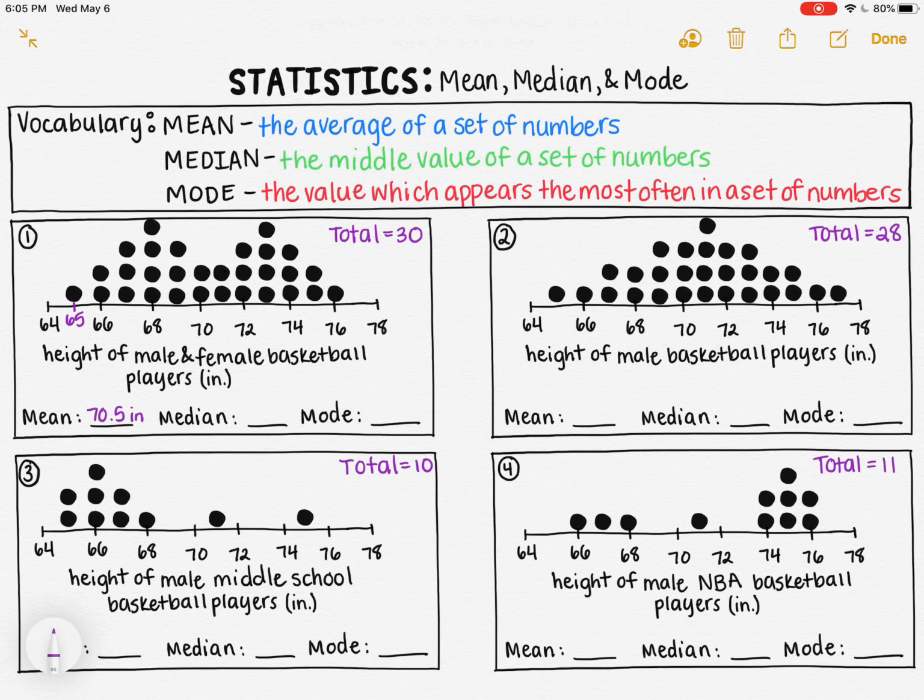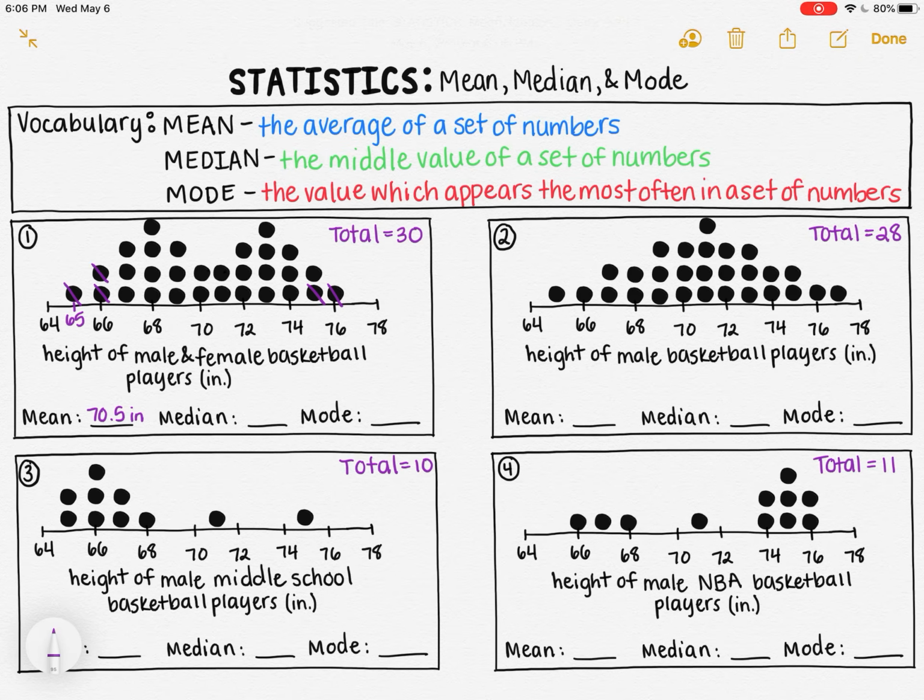That might have seemed like a lot of calculating, but the next two, median and mode, don't take as much calculating. For the median, we're looking for the middle value in this set. So an easy way to do that is to start crossing off the dots on the left and the right side and work our way into the middle to find the middle dot.